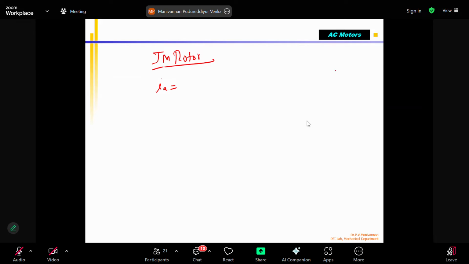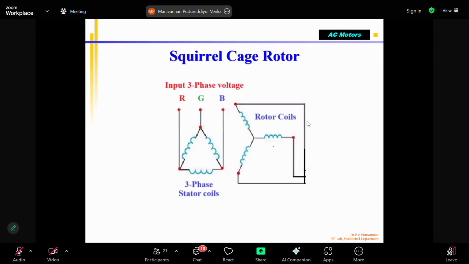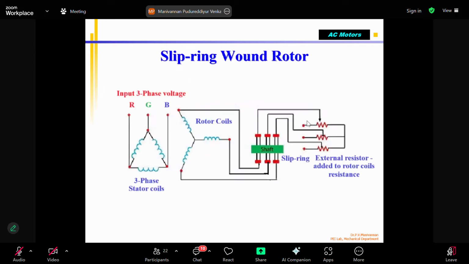We know that the coil in the induction motor is short circuited. If you see here, this is coil 1, I say C1, C2, C3. This is three phase. Both the ends are short circuited. Whether it is the squirrel cage rotor or the wound rotor, in the wound rotor you are adding additional resistance apart from the coil resistance through slip rings. Finally, this end is short circuited, this end also short circuited. So we are not supplying any voltage to the rotor of the induction motor, whether squirrel cage or slip ring.